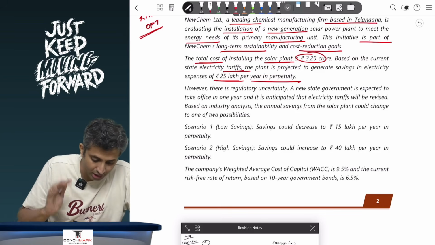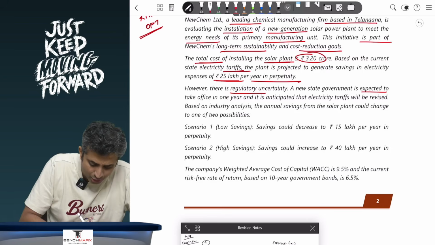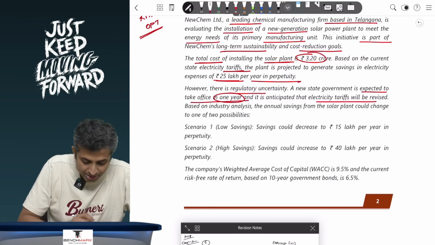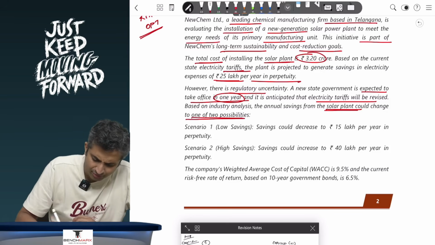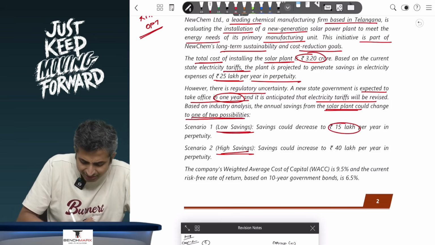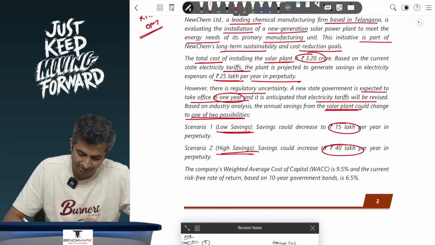So this is based on the current tariff. But there's a regulatory uncertainty. A new state government is expected to take office in 1 year's time, and it is anticipated that the electricity tariffs will be revised. Based on industry analysis, the annual savings from the solar plant could change in one of two possible ways. There can be low savings of just 15 lakhs per year, or high savings up to 40 lakhs per year. Currently, the savings are 25. It can go low or high, as the case may be.